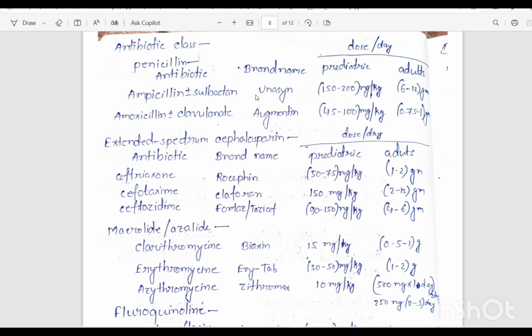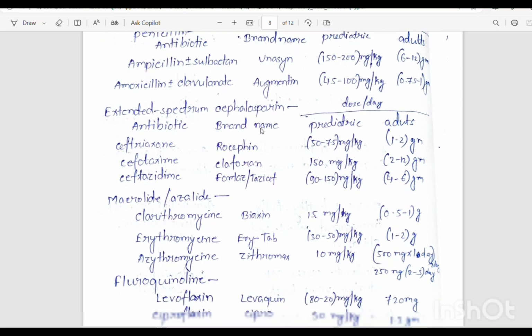Then the second penicillin antibiotic is amoxicillin and clavulanate. The brand name of the antibiotic is Augmentin, and the dose for pediatrics is 45 to 100 mg. Then we have to calculate the same way, and we have to give that medicine in a day, and the dose for adults is 0.75 gram to 1 gram.